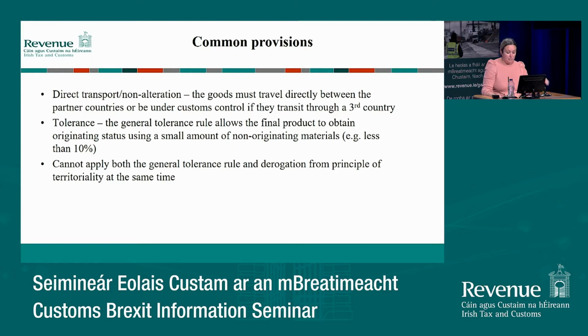Under the general tolerance rule, the final product may still qualify for preferential treatment, even if small amounts of non-originating materials have been used. But there are two key things to note here. By small amount, we usually mean less than 10%, and you cannot apply the general tolerance rule if you also wish to apply the derogation from the principle of territoriality.